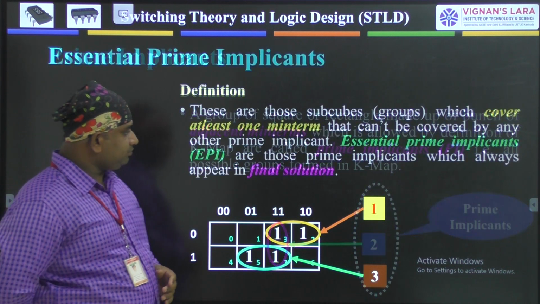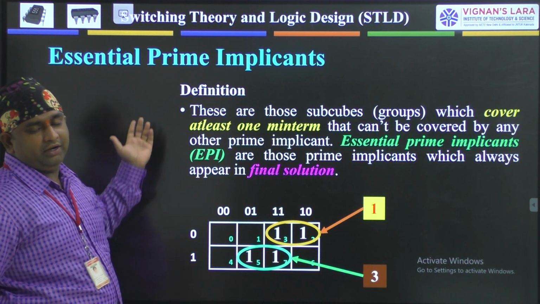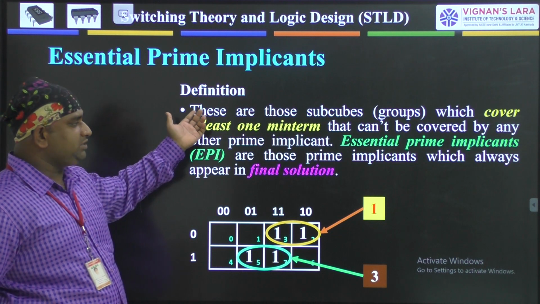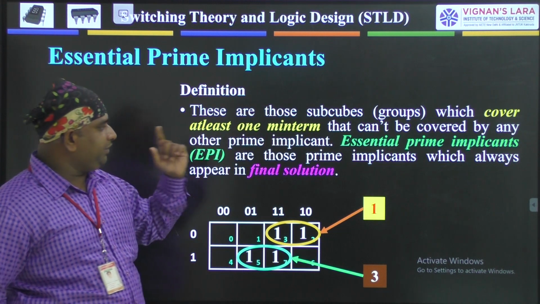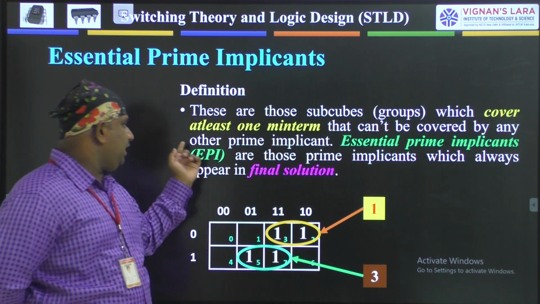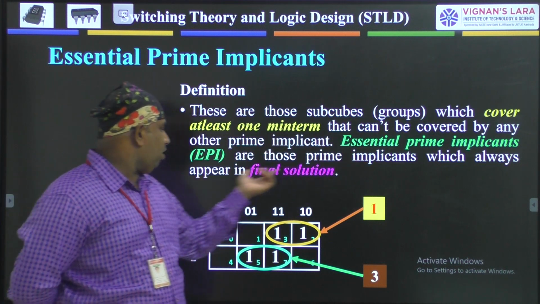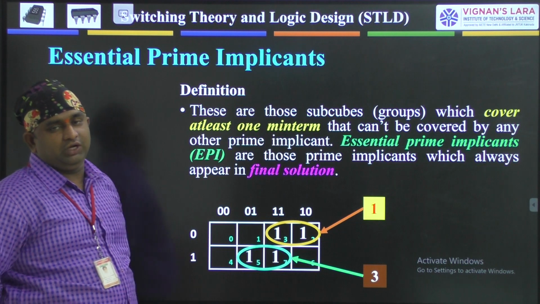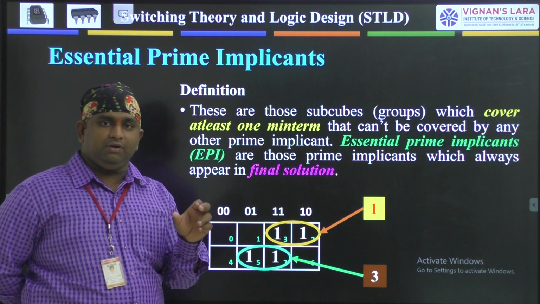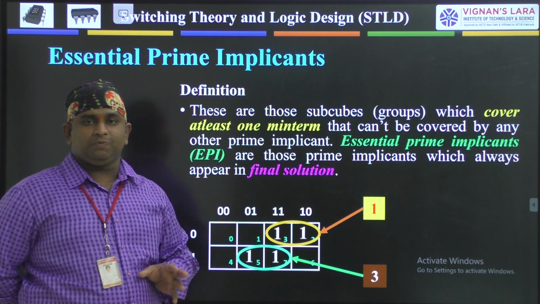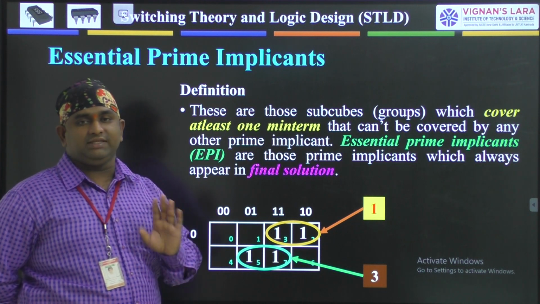Next, what is the definition of essential prime implicants? Essential prime implicants are those subgroups which cover at least one minterm that cannot be covered by any other prime implicant. Essential prime implicants are those prime implicants which always appear in the final solution. These prime implicants are very important. Without them there is no solution. Those types of prime implicants are called essential prime implicants.